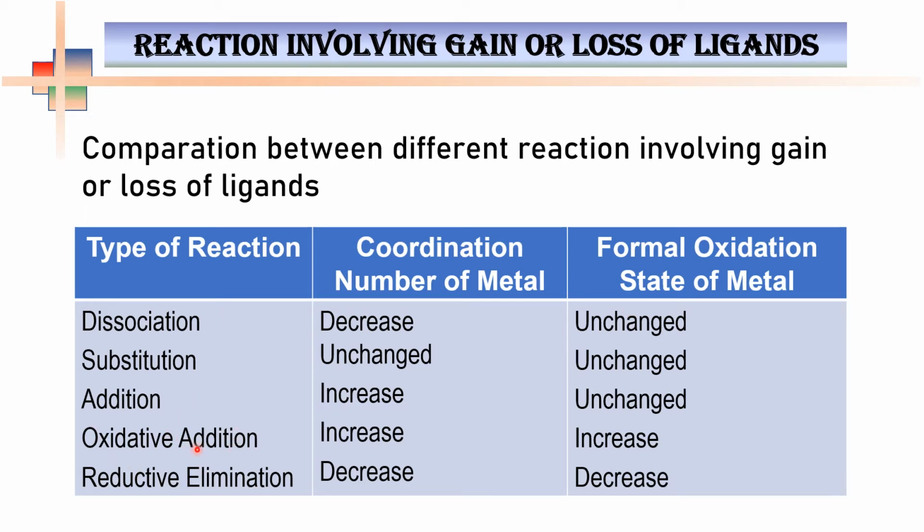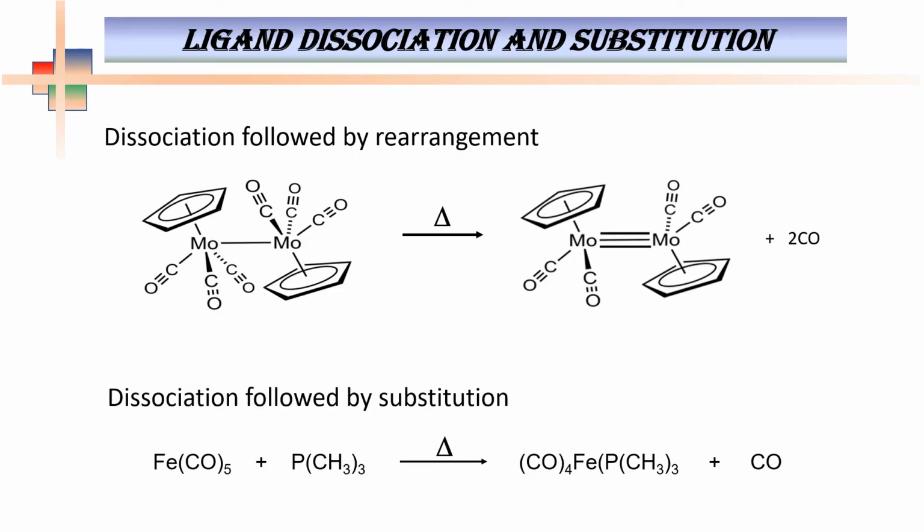However, in oxidative addition, which also involves an increase of coordination number, it also increases the formal oxidation state. That means it oxidizes the metal center, so electrons are transferred from the metal to the ligand. And exactly the opposite reaction is known as reductive elimination. Elimination means decrease, so ligands get eliminated from the metal center. And reductive means the metal center gets reduced, so the formal oxidation state decreases. Now we'll come one by one.